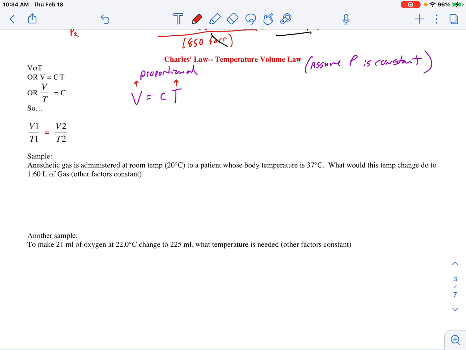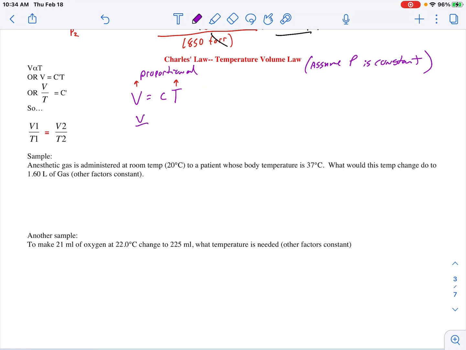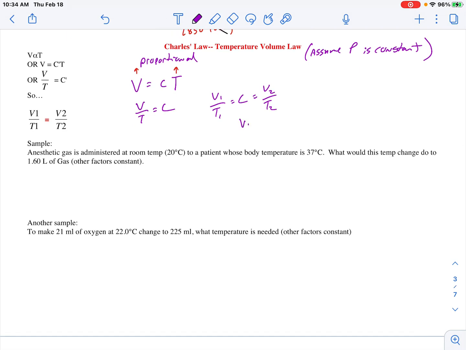So to put this into a format that can be used when conditions change, you can rearrange this and say, all right, well, V over T is equal to C. And C is a value that will always be true. So if C is always true, then I can take one instance, set it equal to C, but set that equal to another instance, and that gives us V1 over T1 is equal to V2 over T2. This is known as Charles' Law.